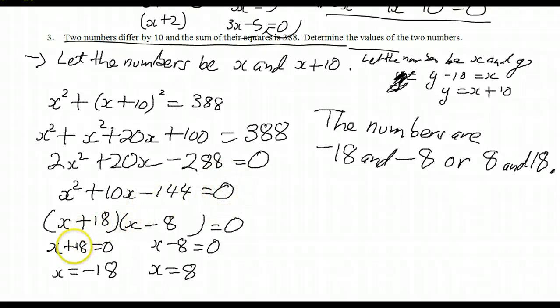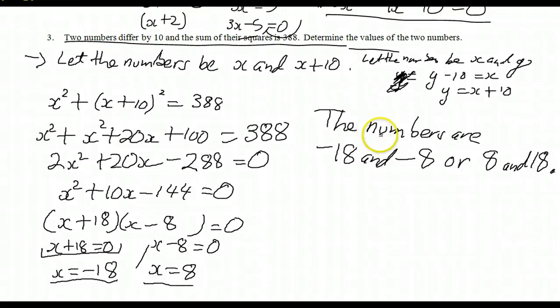Factored it, used the zero product property to say each factor is 0. You don't really need to state this. You can go from x plus 18 to x is negative 18, and x minus 8, you can just go straight to x equals 8. I'll allow that. But there are 2 values.